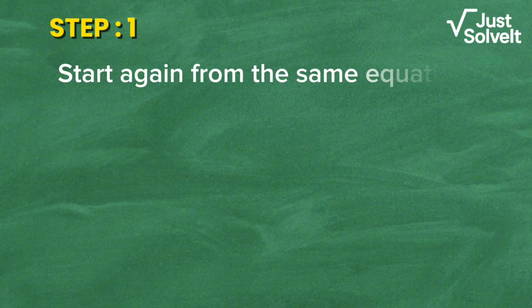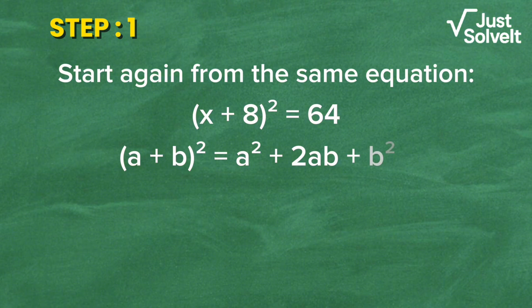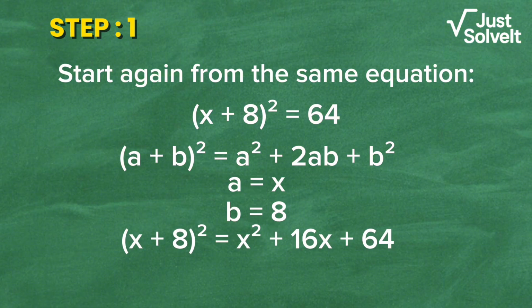Start again from the same equation. (x + 8)² = 64. Now expand the left side using the identity. (a + b)² = a² + 2ab + b². Here a = x, b = 8. So (x + 8)² = x² + 16x + 64.